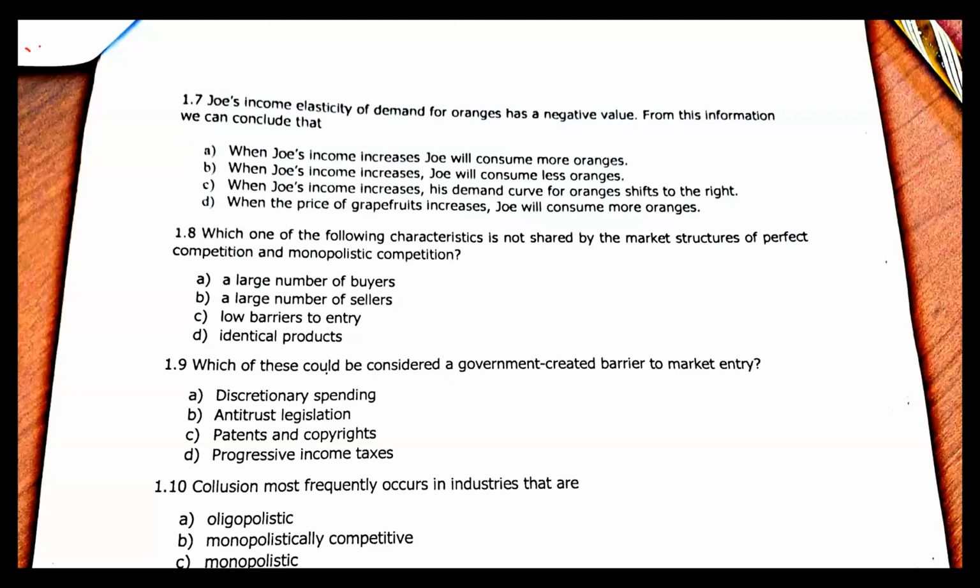Question number 7: gross income elasticity of demand for oranges has a negative value. From this information, we can conclude that... So this person's income elasticity of demand for oranges has a negative value. From this information, we can deduce that... What is the solution? This one I did not understand at all, sir. Okay, let me explain so that you understand what is going on.